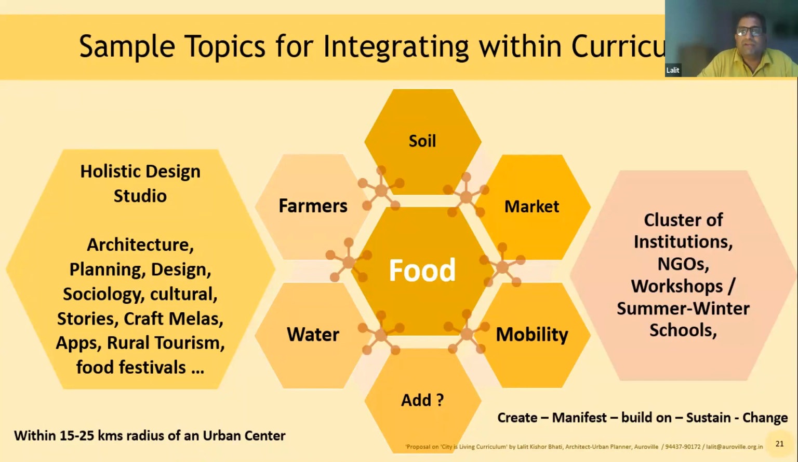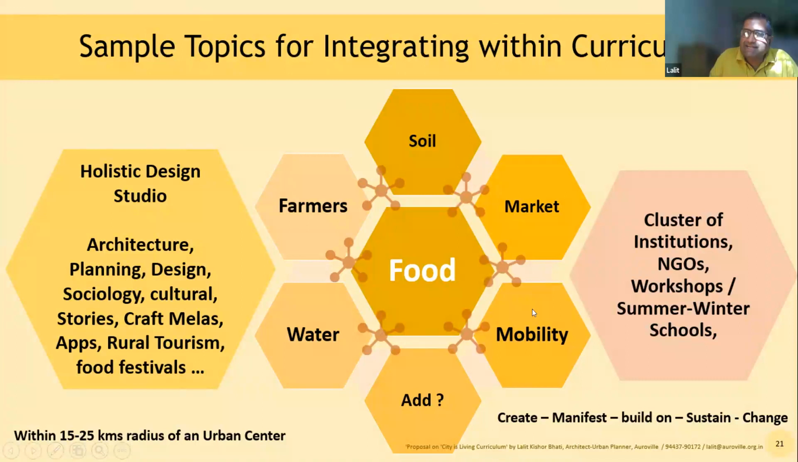Whenever we are doing rural program studies, it could be a holistic design studio, which could engage architecture, planning, design, sociology, cultural stories, craft melas, apps. People can create apps, rural tourism, food festival. And around this, one can also find a cluster of institutions, NGOs, workshops, summer, winter schools. Many things can happen. So a city and surrounding areas can develop, and this could be within a 15 to 25-kilometer radius of an urban center.